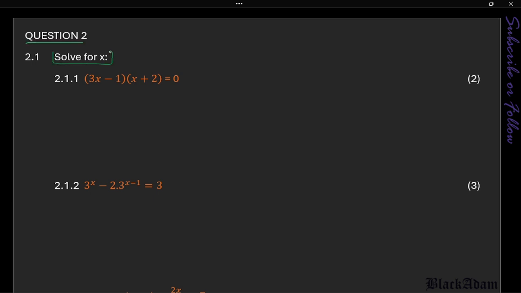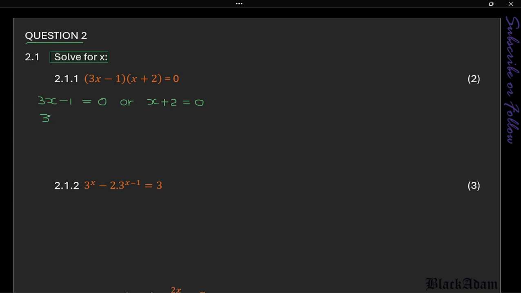Welcome to maths class, and you have to solve for x. In 2.1.1 it says 3x minus 1. You equate that to 0, and you also say x plus 2 is equal to 0.